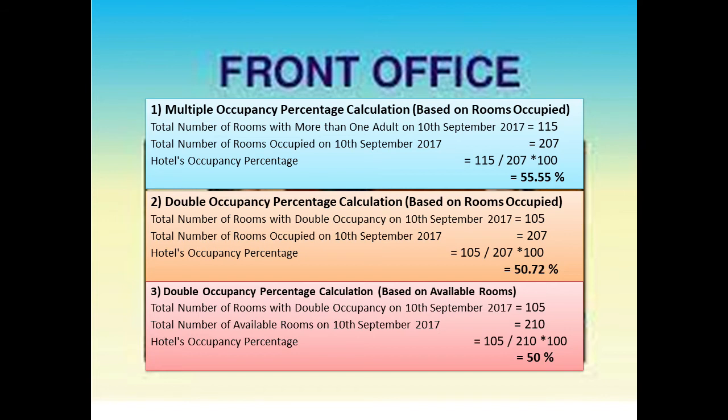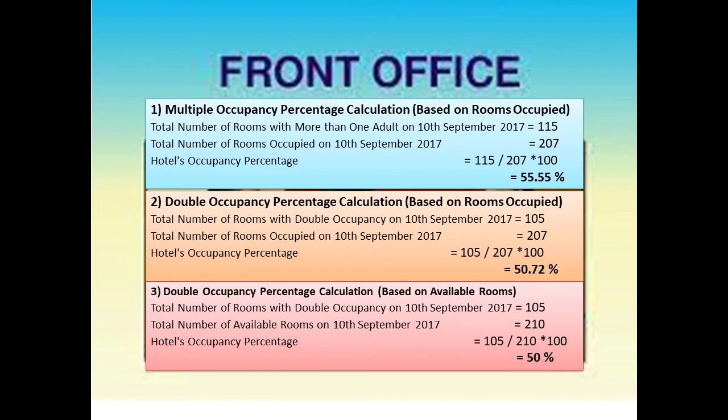For number 2, double occupancy percentage calculation based on rooms occupied. The total number of rooms with double occupancy on the 10th of September 2017 is equal to 105. The total number of rooms occupied on the 10th of September 2017 is equal to 207. The hotel's occupancy percentage is equal to 105 over 207 multiplied by 100, which is equal to 50.72%.